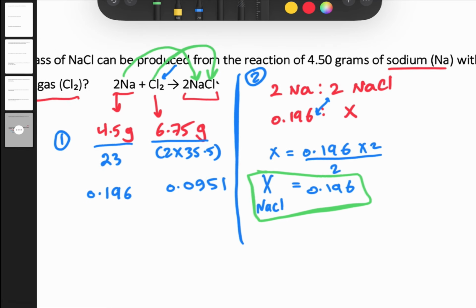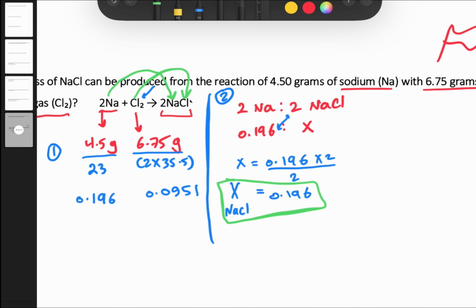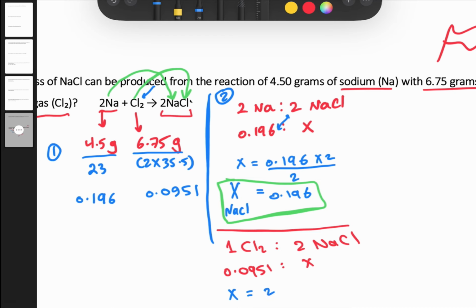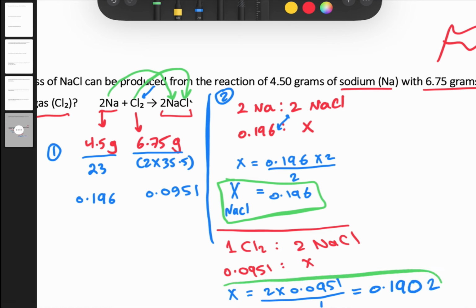We didn't finish. We said that we have to make a ratio between the two reactants with respect to the product. All right, so let's go to the second ratio. You have 1 mole of Cl2 and it gives you 2 moles of NaCl. How many moles of Cl2 do you have? 0.0951, and here you have X. Then the moles of NaCl are equal to 2 times 0.0951 over 1, and the answer is equal to 0.1902.